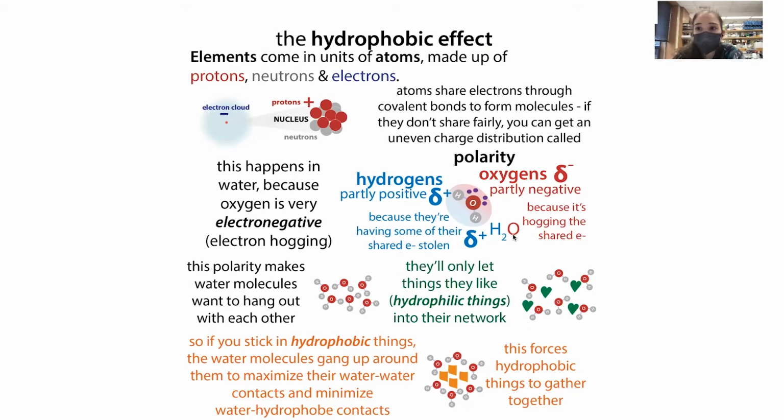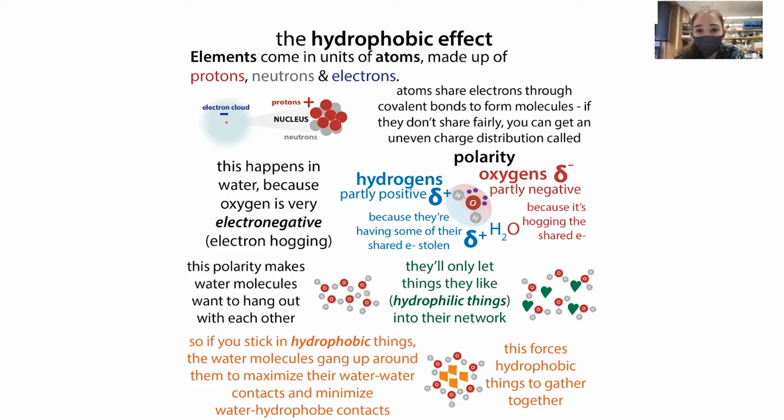And so this is why, for example, oil, which is really non-polar, isn't going to mix with your water. It's not going to dissolve in water because water wouldn't want to. It doesn't offer the water anything in return. And so we say that things that water will let into its network are hydrophilic. These include things that are polar and things that are charged. But things that don't offer water anything, so things that are non-polar, are going to be hydrophobic.